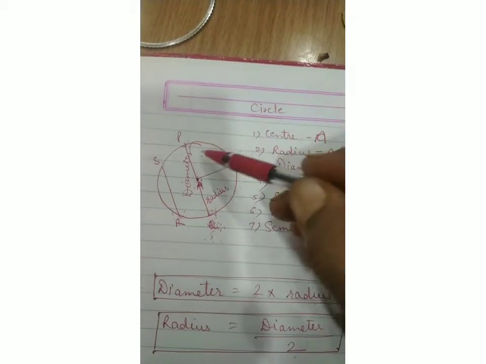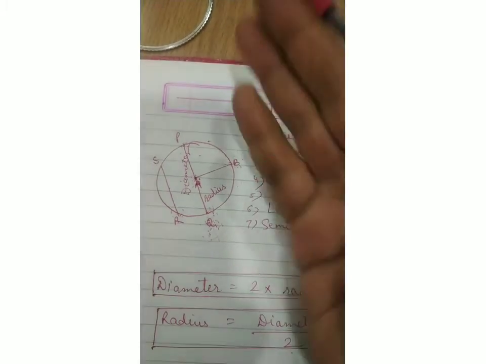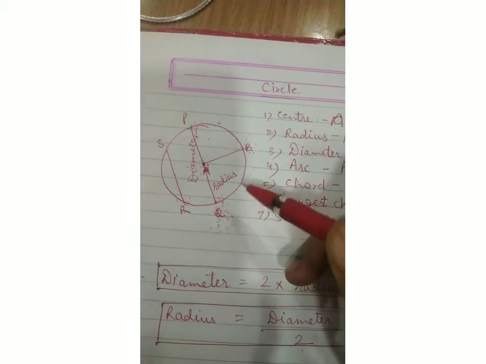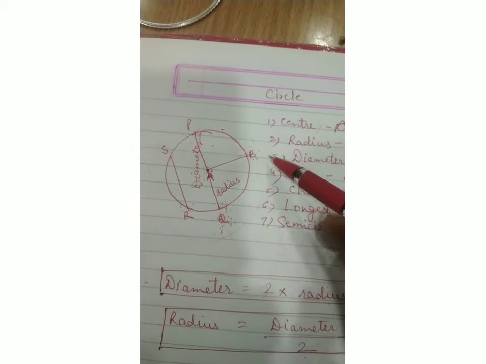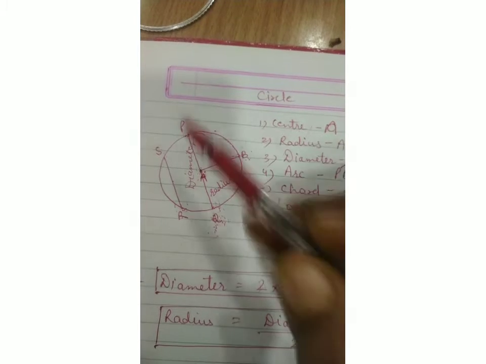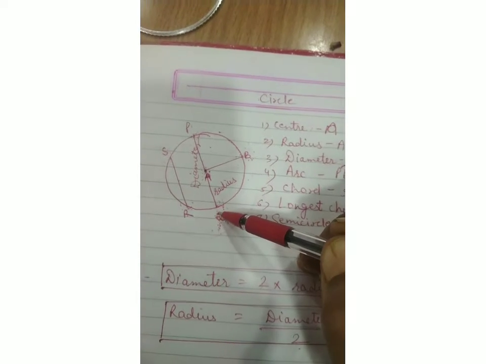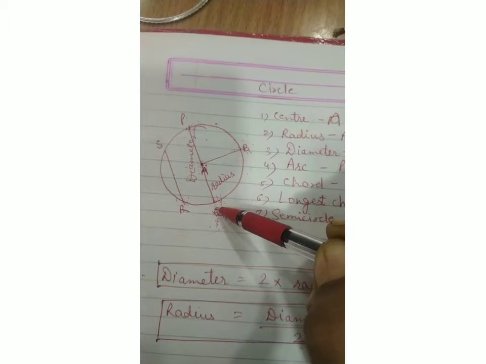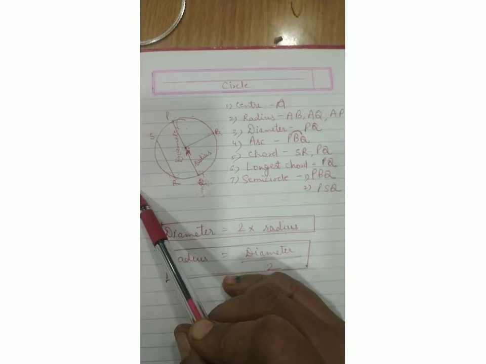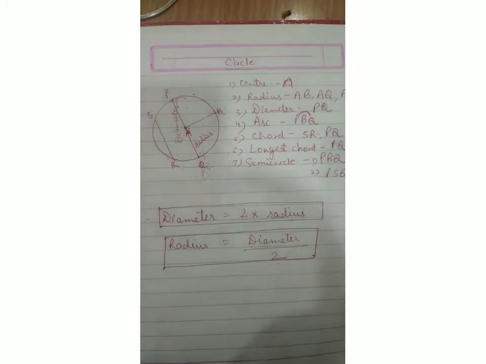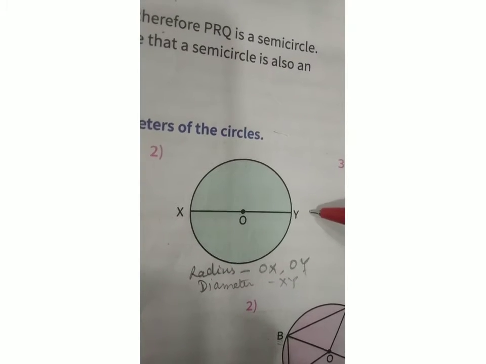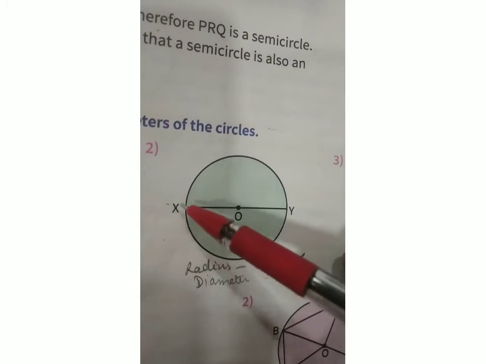Okay. Now, if the circle is divided into 2 equal parts, means half a circle is called semicircle. Therefore, PBQ is a semicircle as well as PSQ is also a semicircle. So these all are the parts of the circle about which we have talked. We will do one example. In this figure, the radius is OY or OX and diameter is XY.